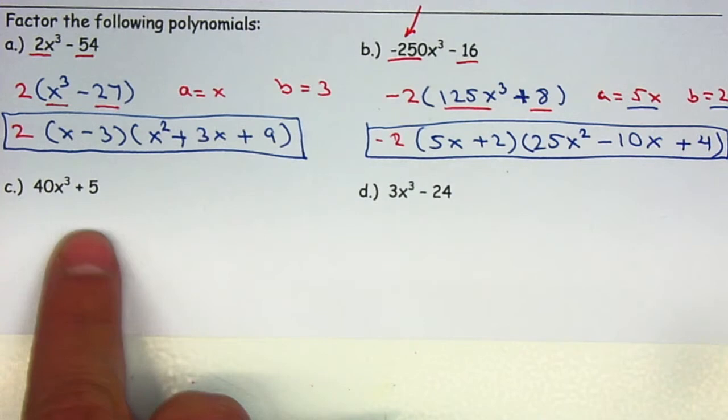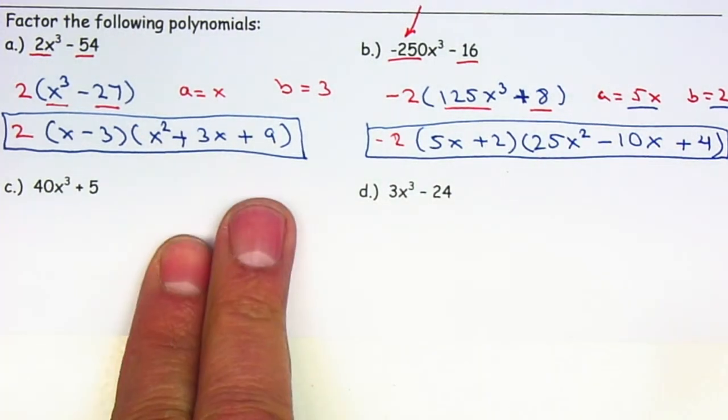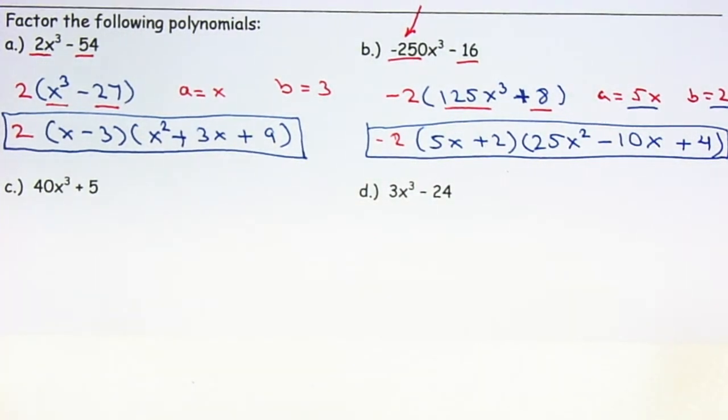Now go and try letter C and D. Go and pause it. Try it by yourself. Remember to take out the common factor first. Pause it, and then we can work it out together.